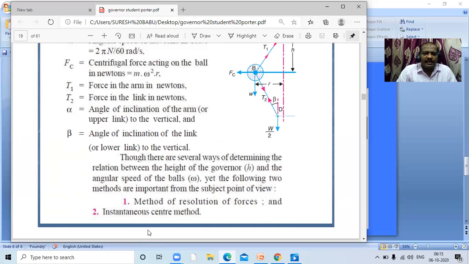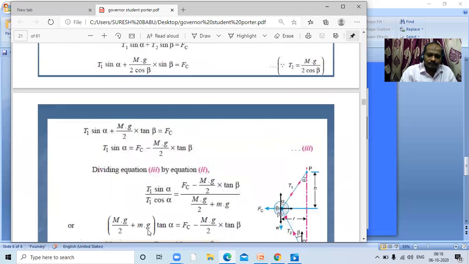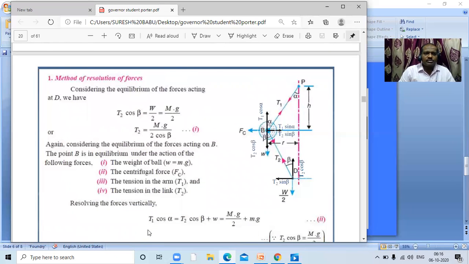So if you observe the diagram, all of you observe here, there are several ways of determining the relation between the height of the governor h and the angular speed of the balls omega. The following two methods are important from the subject point of view. I am going to concentrate on the method of resolution of forces only. Everyone have a pen with you so that you can also solve the same thing. Listen students, we are going to solve by method of resolution of forces.